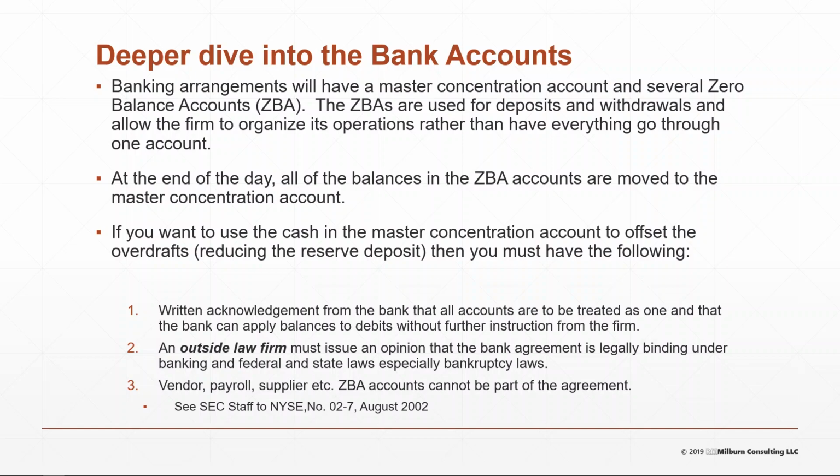If you're going to maintain a ZBA master concentration account relationship, you'll probably want to make use of the funds that are in the master concentration account at the end of the day. To do that, though, you're going to have a written acknowledgement from the bank that all of these accounts are to be treated as one. You're also going to have an opinion from an outside law firm that this bank agreement is legally binding, especially related to bankruptcy laws. In addition, make sure that any vendor, payroll, or supplier ZBA accounts are not part of this agreement.